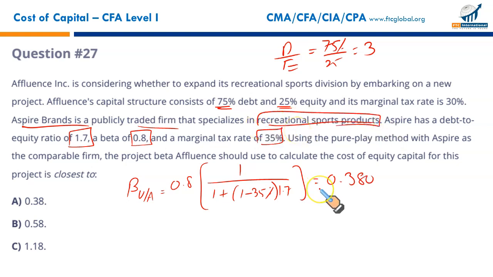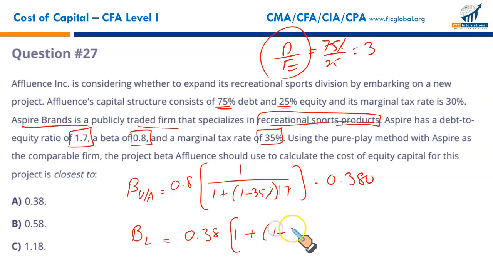Now this unlevered beta needs to be levered according to our debt to equity. You need to use the reverse of this formula. The levered beta is equal to the unlevered beta 0.380 multiplied by 1 plus (1 minus tax rate). For me, what's the tax rate? For me, it's 30%. This is my tax bracket. Multiplied by my leverage. What is my leverage? It's 3.